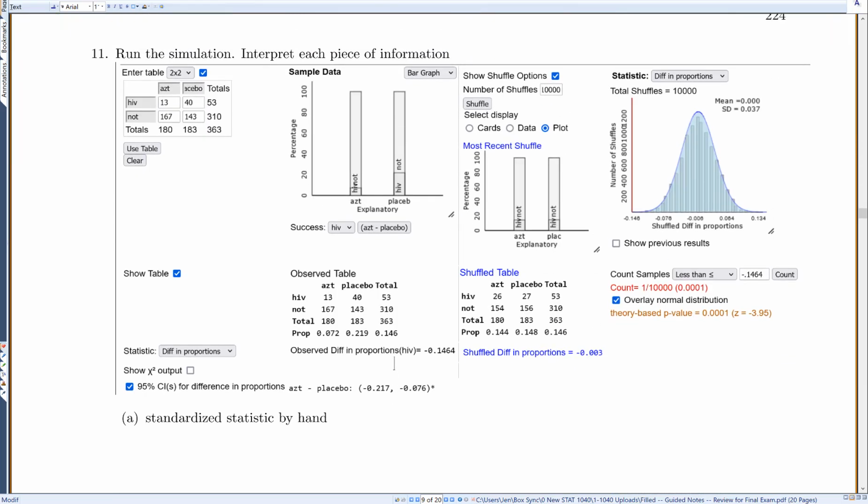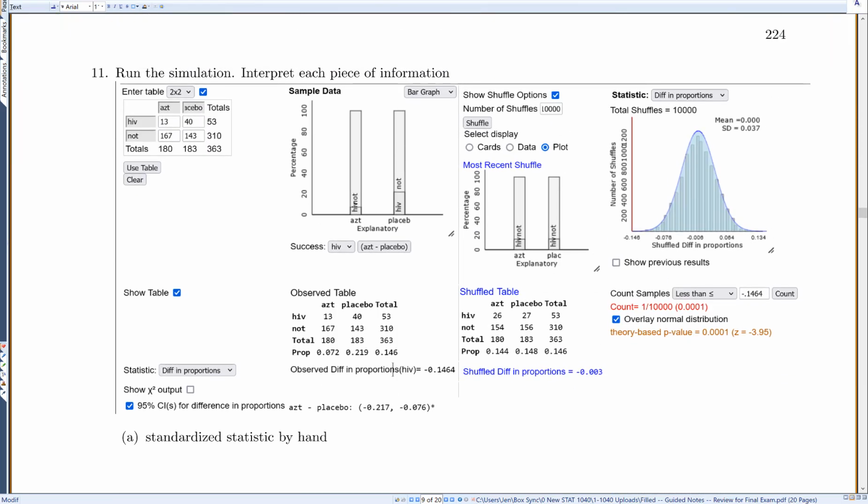Okay, so now we can run the simulation. And this one, we remember we had two proportions, so we're going to use the two proportions applet. And let's see what I put in. So I entered the table, I clicked the box here so I could do a 2 by 2 table, and I put in the AZT group, placebo group, HIV not. Here's the numbers. Make sure that your totals match up. That's a really good way to make sure you put it in correctly. Click use table. And I can't tell you how many times I've forgotten to actually click use table.